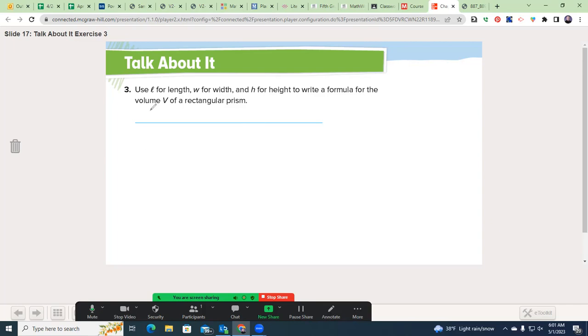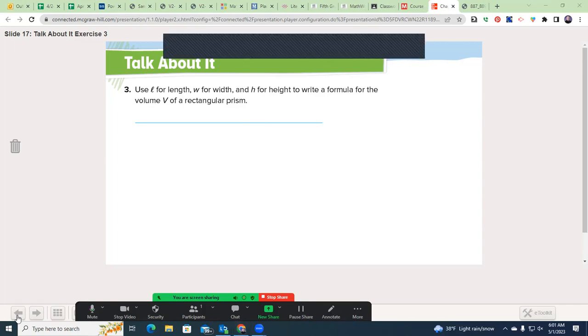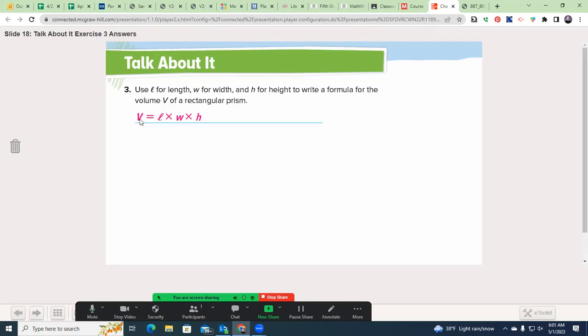So we would write it as, actually, I'm going to let them do it. The penmanship should be better than my mark here. Volume equals length times width times height. That is one you're going to want to memorize. You're going to use it a lot, especially in the upcoming school years. Trust me, you'll use it.